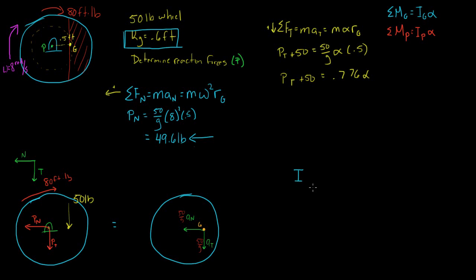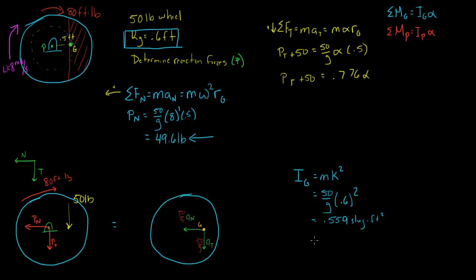So with our radius of gyration, we can figure out our moment of inertia of our center of mass. And this is the formula m k squared. So our moment of inertia about our center of mass is going to be equal to 50 over g, so we get a mass, times this 0.6 squared, and this is equal to 0.559 slug feet squared. Now, this is great, except it's the moment of inertia of this point G right here. I want the moment of inertia of this point P.